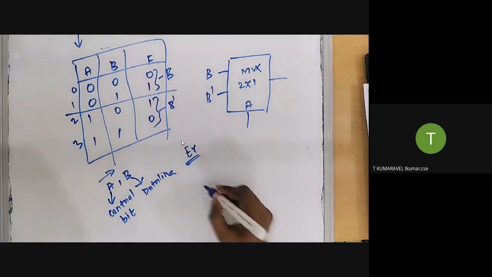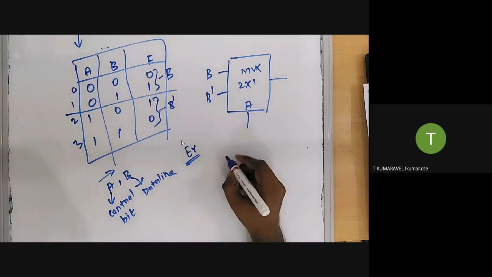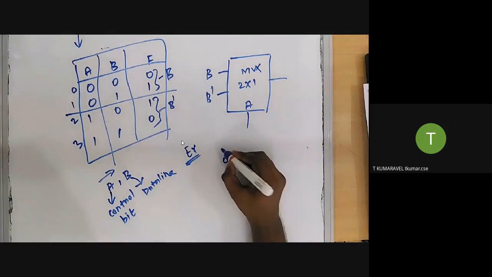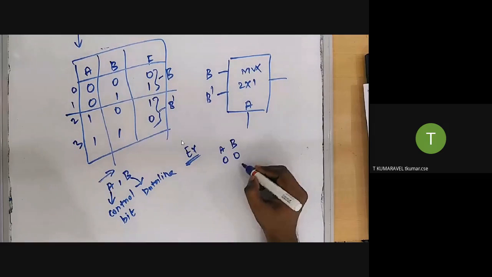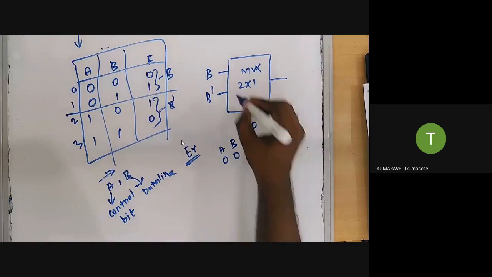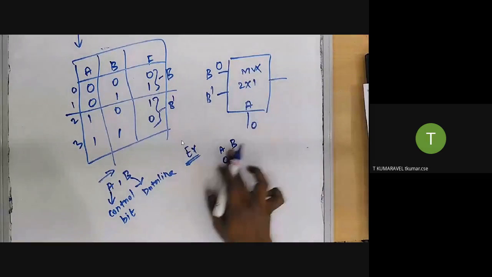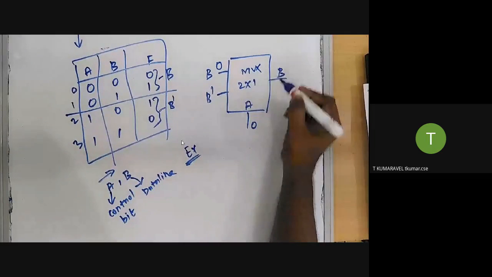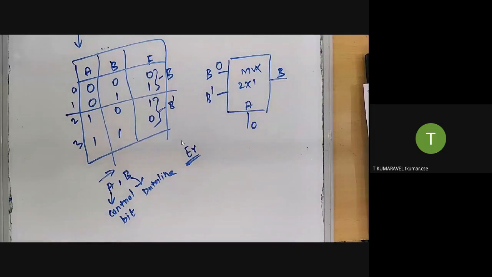Example: your input is 0, 0. This is A, this is B. A is acting as a control line. Here the input equals 0, then B value equals 0. What is it going to do? It is going to select B. So this is the output.